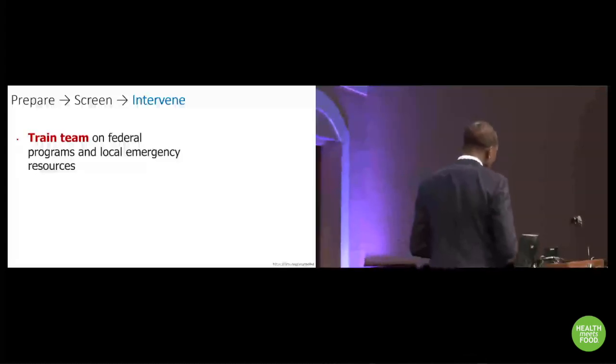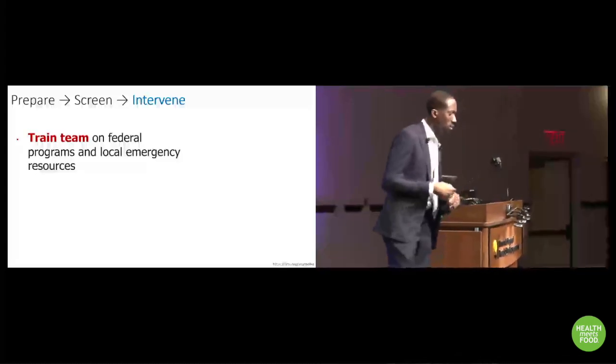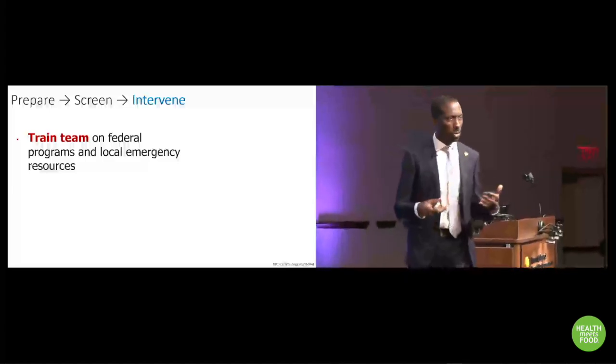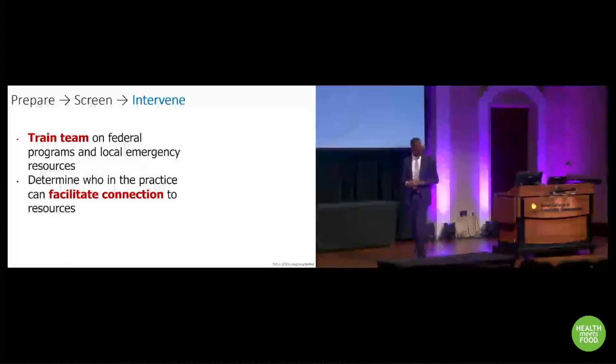And this piece here is thinking about how you prepare. We want to train our team to make sure that they understand what the federal nutrition programs are, what the local programs are that can be beneficial for them. We want to determine who in the practice can facilitate that connection. It doesn't always need to be you, right? It doesn't need to always be the instructor, the leader, the professor, right? You can think about other team members on your team. Again, think about this as a collaborative effort.